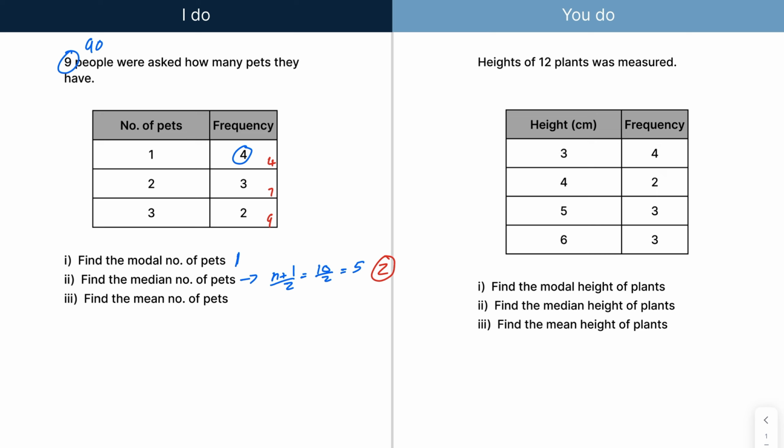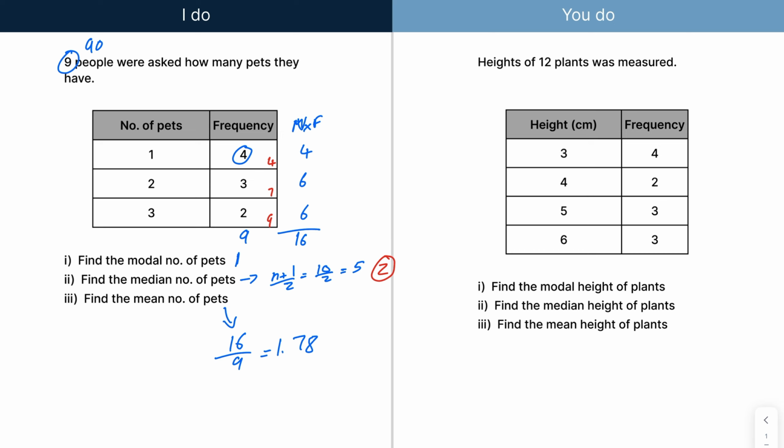And then finally moving on to the mean. Now to find the mean, we would do the number of pets times the frequency, and that will be 1 times 4, which is 4, 2 times 3, which is 6, and 3 times 2, which is 6. Now if I total that up, that gives me 16. We know there's 9 people altogether, so to find the mean, that would just be 16 divided by 9, which is 1.78. Now it might seem like this was a bit more work, but like I said, when this number is really big, it's going to be really difficult for you to list out all the frequencies.